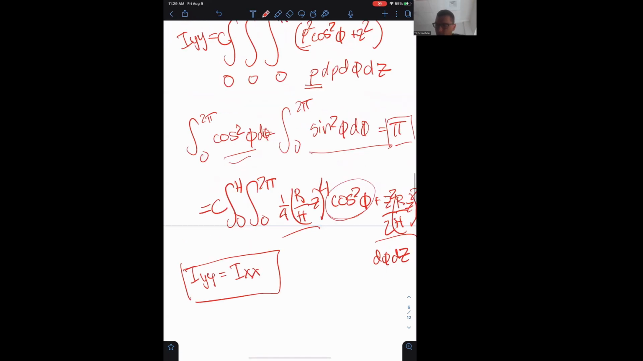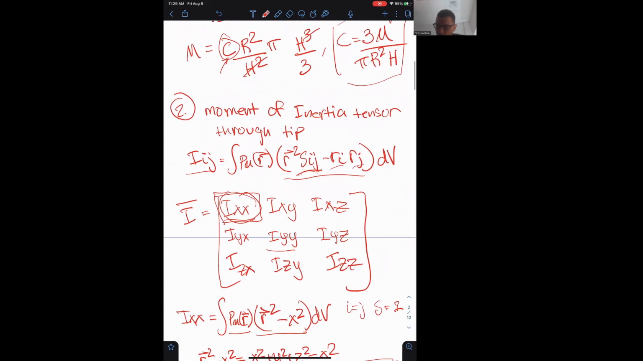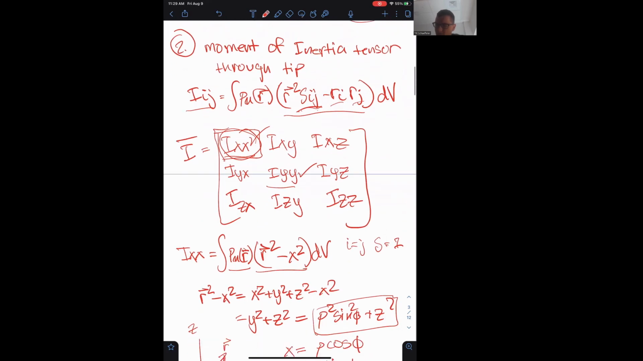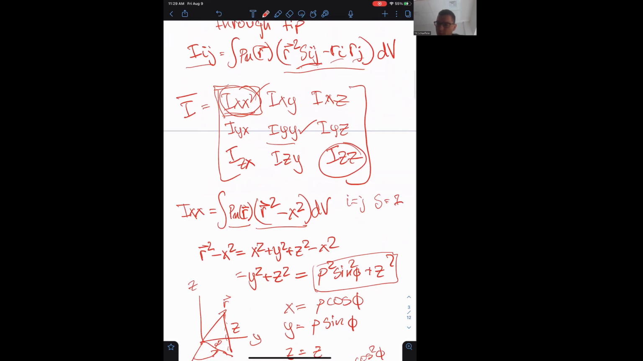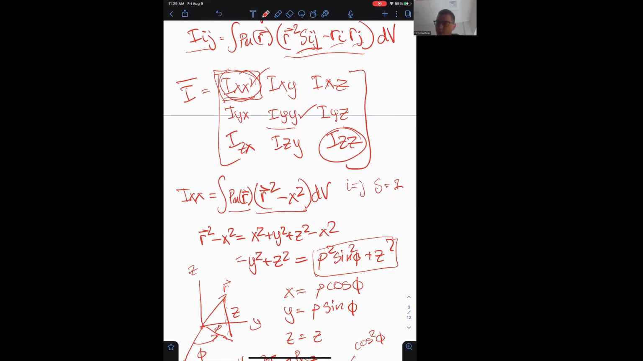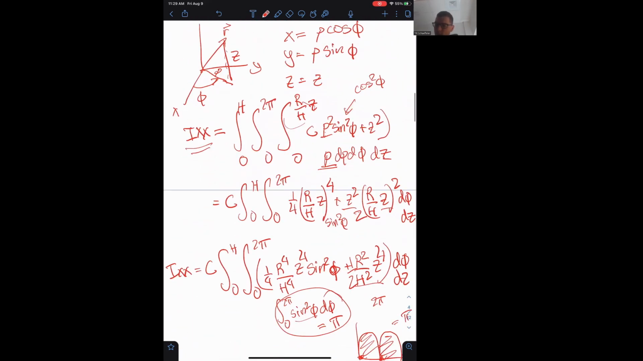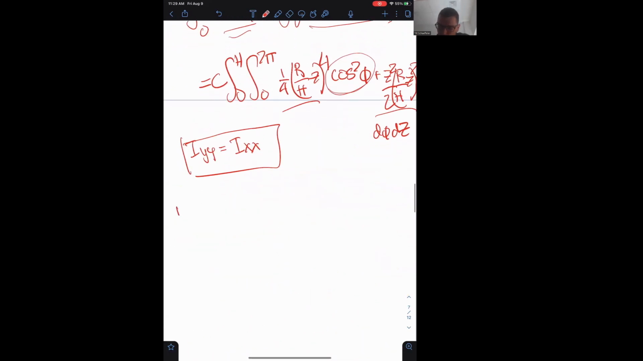So that's two of them now because of that simplification. We're going to continue on with the third diagonal one, because you'll see all the off-diagonal ones are going to have a nice trick also related to the phi integral. We'll see. So let's do Izz real quick.